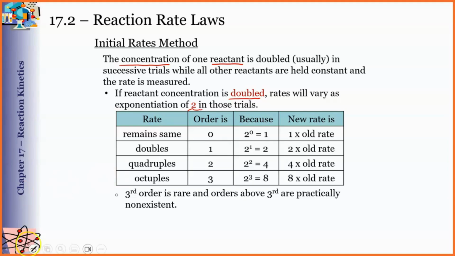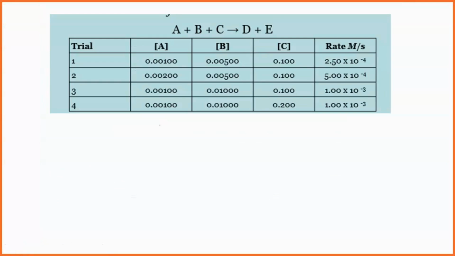So let's go ahead and calculate a rate law based upon some data. So we have this data table. You'll notice that there's 4 trials and we're only talking about the reactants, not about the product. So the rate law is specifically about the reactants. I want to figure out how the concentration of A changes. And what I'm looking for between the trials is the concentration of A changes, but the concentration of everything else stays the same.